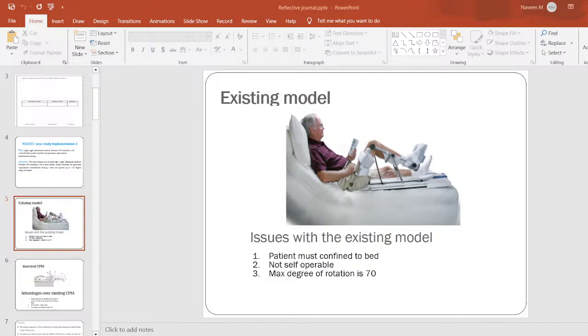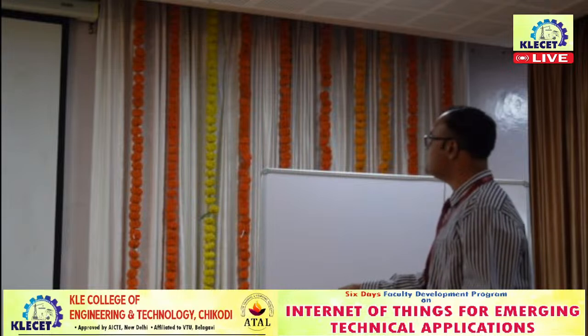Let me tell you, this is an analog device, right? Now what is the project we have implemented? It is a lightweight Bluetooth enabled portable CPM machine with a user friendly mobile interface for post knee replacement rehabilitation.